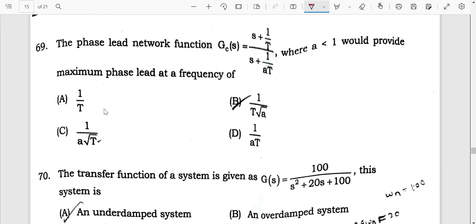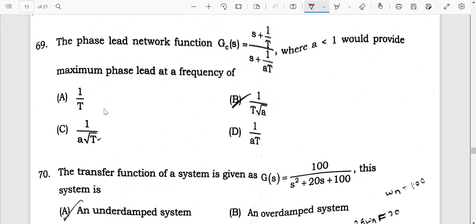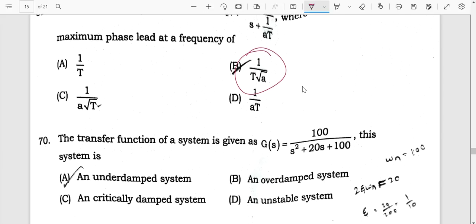Next one, 69th question here. The phase lead network function Gc(s) = (s + 1/T) / (s + 1/(aT)), where a is less than 1, would provide maximum phase lead at a frequency of 1 by T root a. So this is a standard formula here, so no mathematical equations are involved, right?